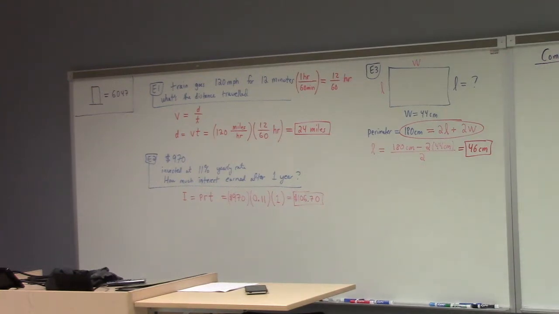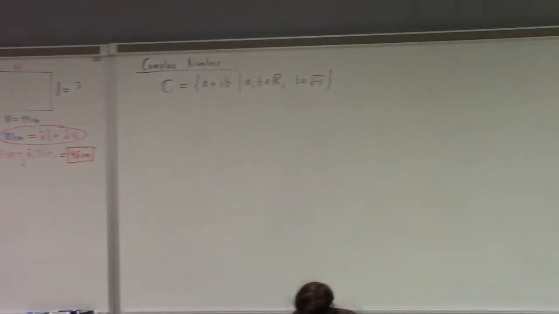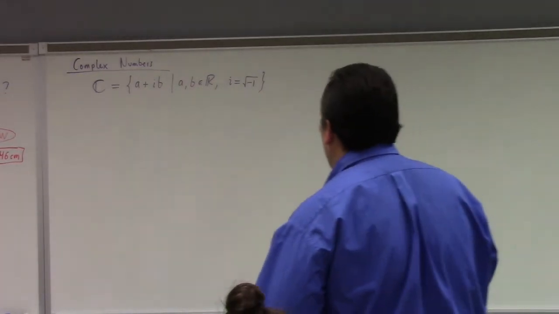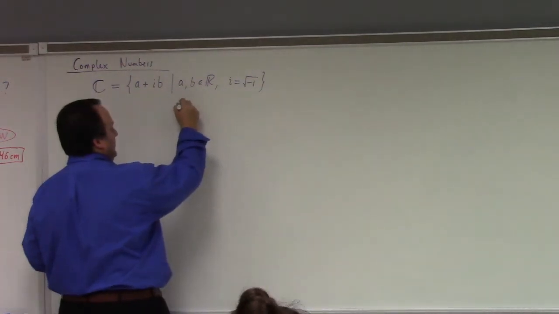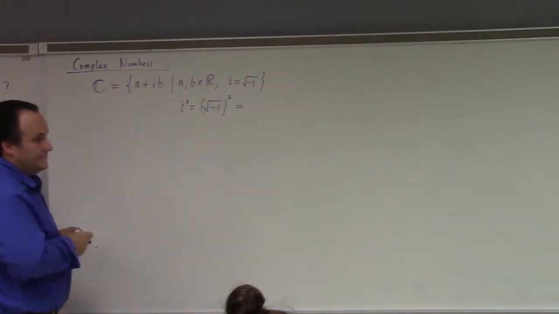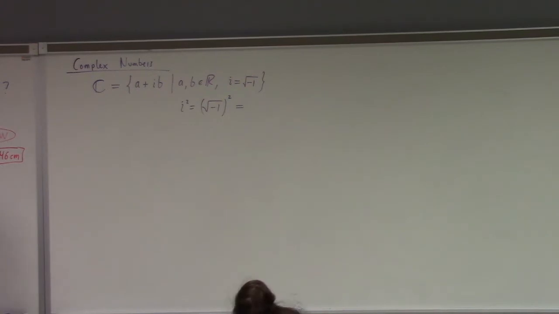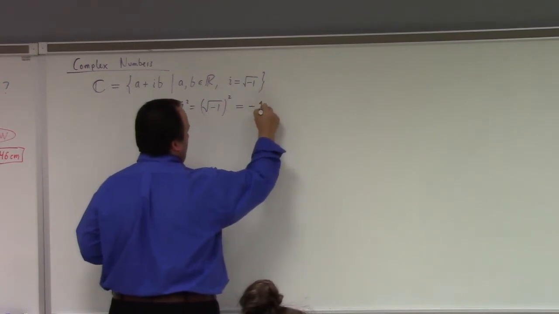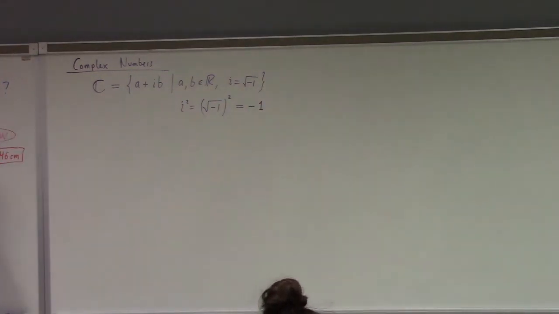So what can you tell me about i squared? What's i squared equal to? i squared is 1? No. Square root of minus 1 squared, what would that be? This is the funny thing, it's minus 1, right? So this is very unusual. You can't take a real number and square it and get a negative number, can you? No. So this is really something foreign to our usual experience, this imaginary unit. i squared is equal to negative 1, right?